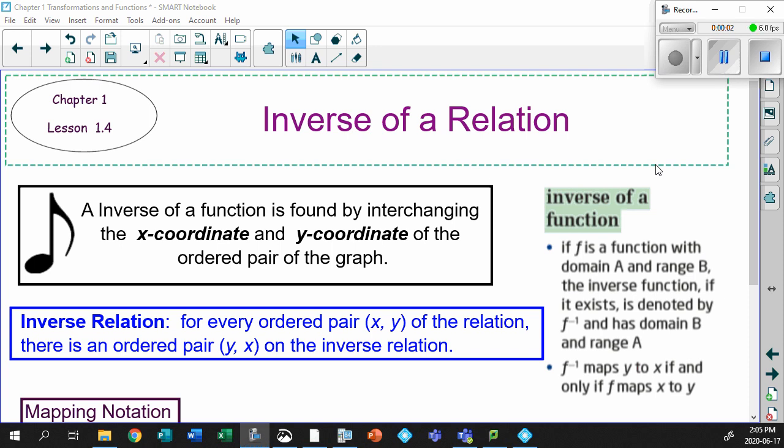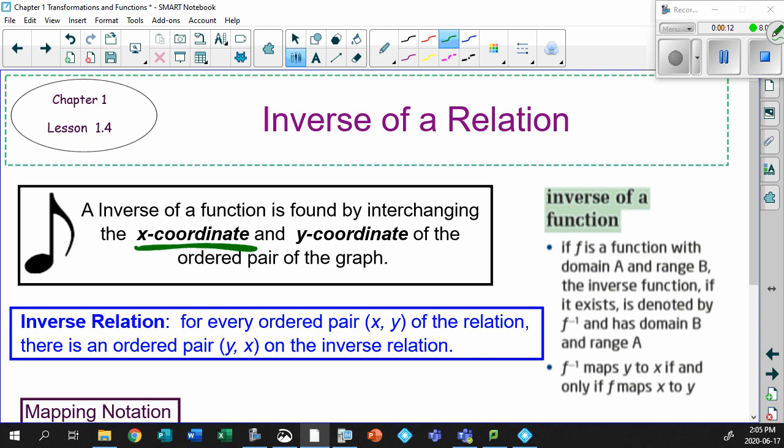Time to start looking at the last section of the transformations. It's called inverses. And what does an inverse mean? Well, actually, an inverse function just means that the x-coordinate becomes the y-coordinate, and the y-coordinate becomes the x-coordinate. That's right. An inverse relation means that for every ordered pair (x, y) in a relation, there is an inverse relation (y, x). Oh, well, that's kind of cool.